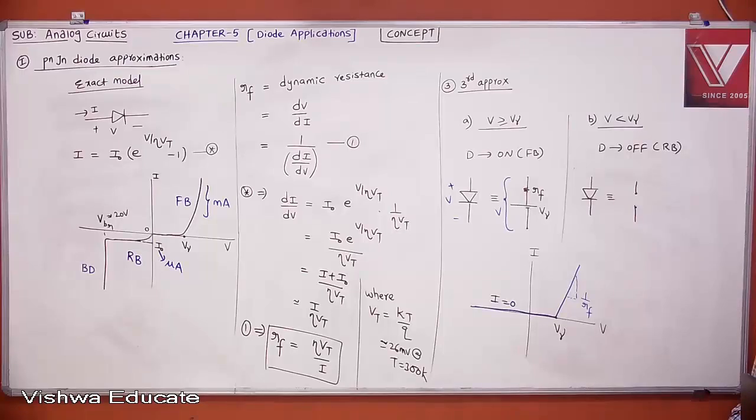But the Zener diode is not like that. That's why we will use the Zener diode as a battery under breakdown.